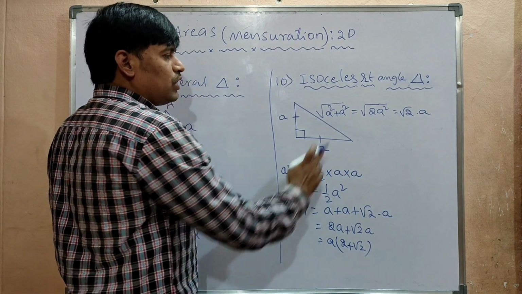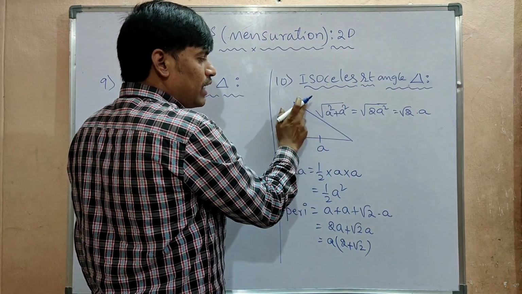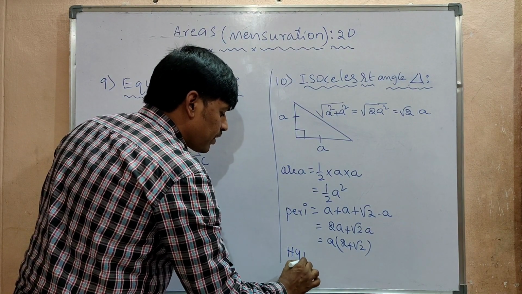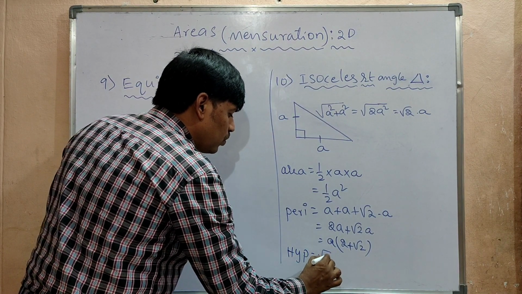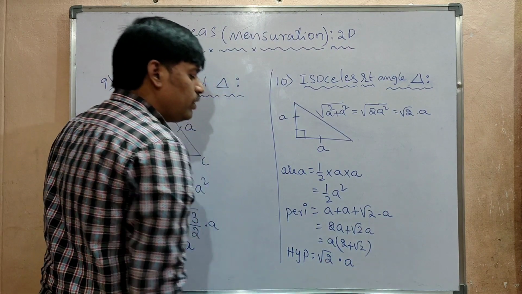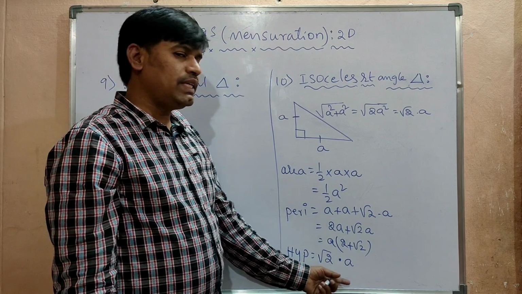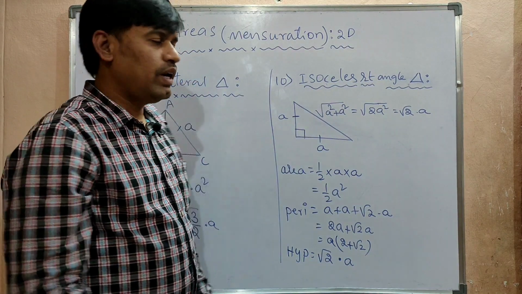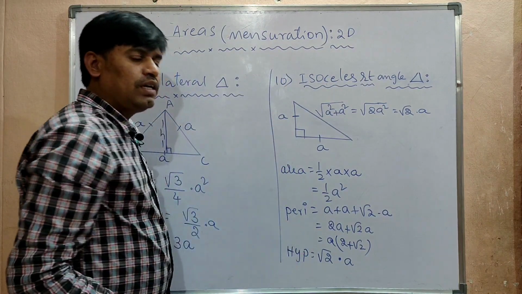Now its diagonal or hypotenuse is root 2 into a, where a is the side of the isosceles triangle. Your isosceles triangle formulas are completed.